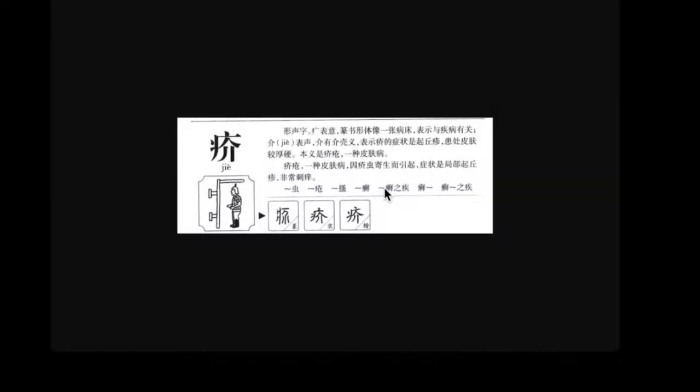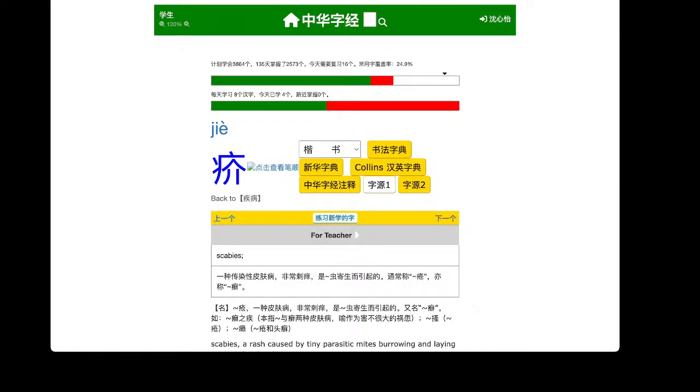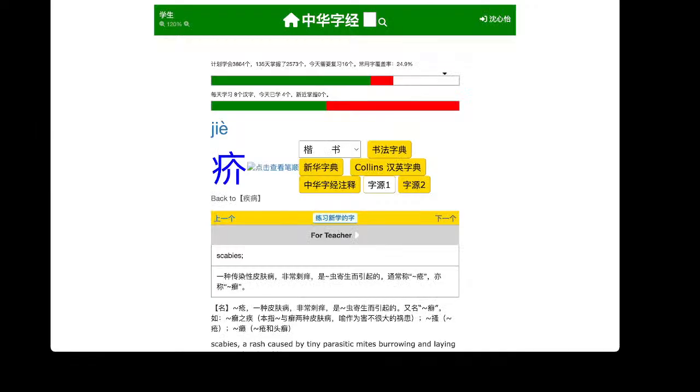Jie. Jie inside here is also Jie, so phonetic. And Jie from Jie Ke. Kind of like when you have these sorts of rashes, it makes your skin all crusty and hard, like a shell, or perhaps like the little mites, kind of like, I don't know, do mites have exoskeletons? Or that kind of thing.